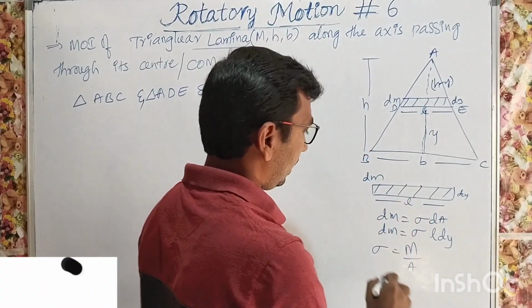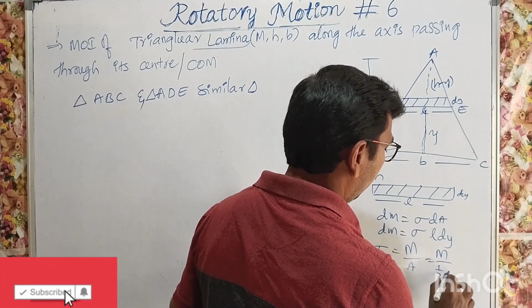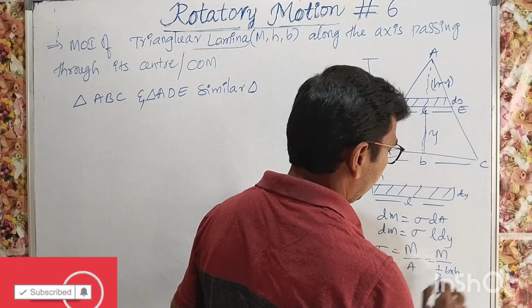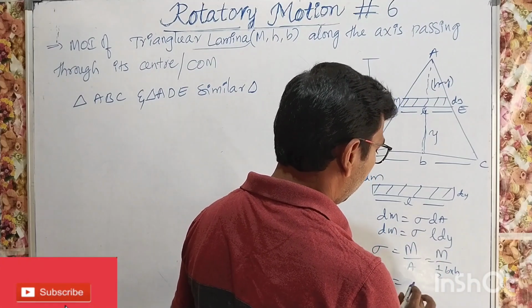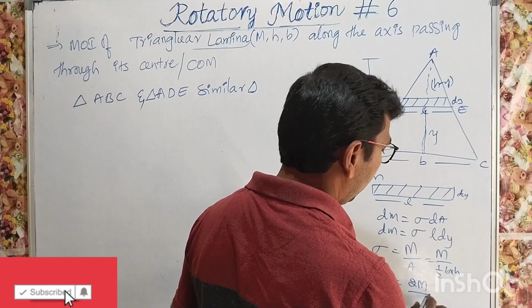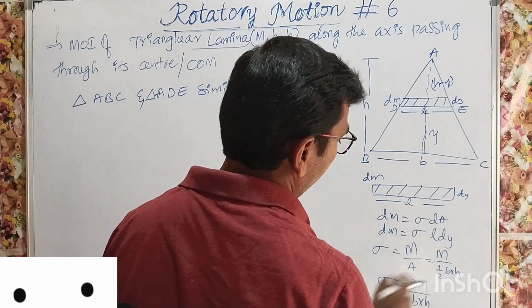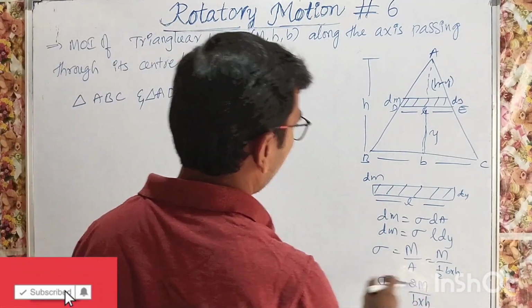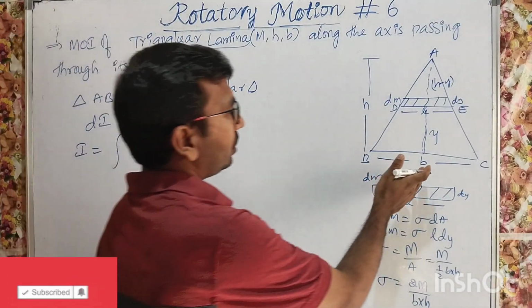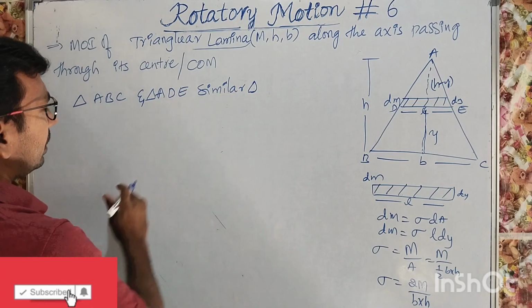What is sigma? Sigma is equal to capital M by area. This is a triangle, and triangle area is half into base into height. So the 2 goes up, and sigma is equal to 2M by base into height. Sigma is equal to 2m by b h, with limits 0 to h.